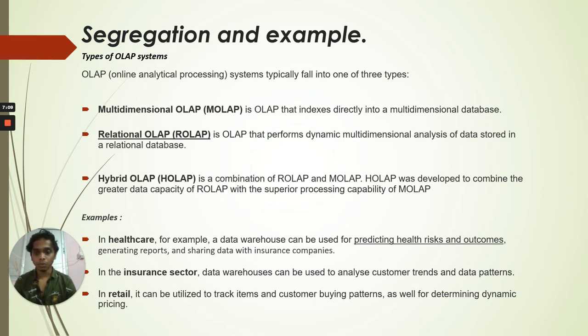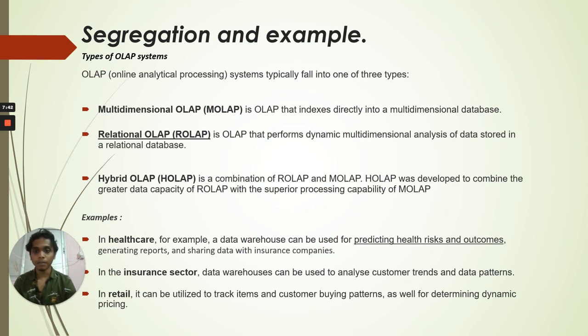Now let's go to hybrid OLAP. It is a combination of relational OLAP and multidimensional OLAP. Hybrid is the formation of combined data that is of a greater or higher capacity, to process the superior data. It is based on MOLAP, that is multidimensional OLAP, but this basically includes relational aspects of the OLAP data as well.